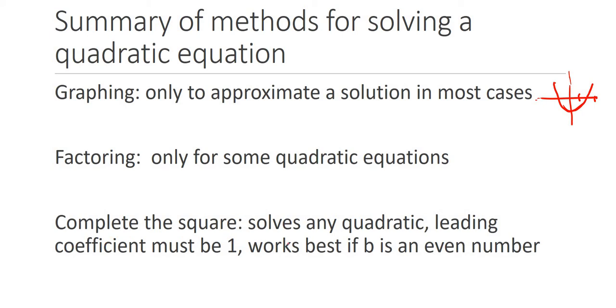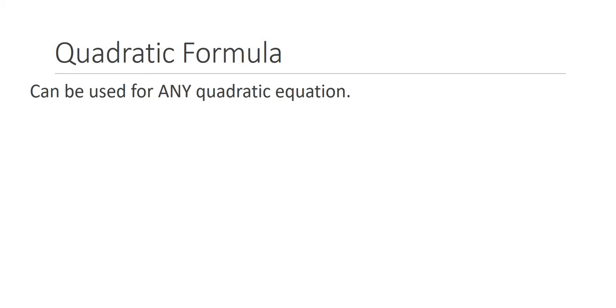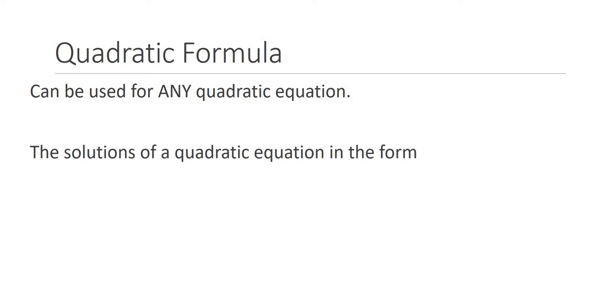Complete the square, the one we just did, solves any quadratic. The leading coefficient must be 1, so sometimes you have to divide everything by that number. And it works best if b is an even number. So all of these have their shortcomings and their strengths. But the one we're doing today is called the quadratic formula. It can be used for any quadratic equation.